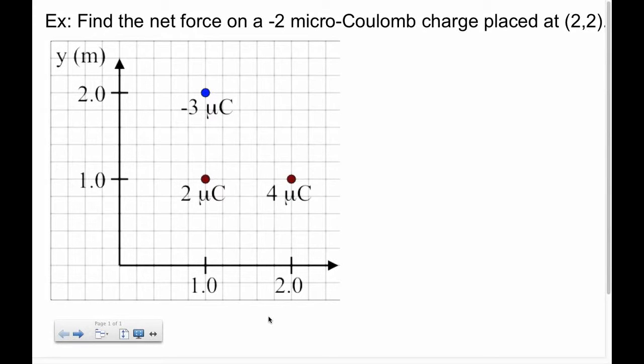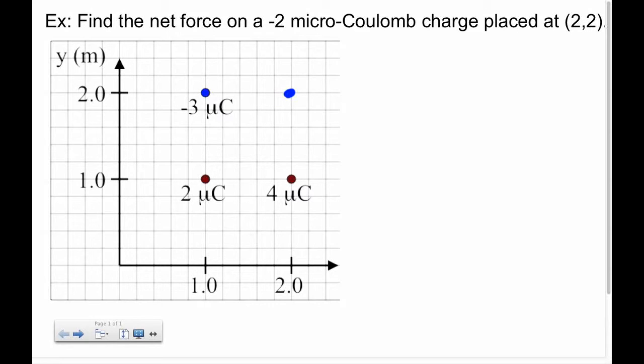In this video I'm going to show you how to solve one of these problems with charges arrayed in two dimensions where you have to add vectors. I noticed some issues with this on the WebAssign and in class, so I think this will be helpful for you guys. I'm going to start by putting the charge that we're interested in, this -2 microcoulomb charge, at x equals 2, y equals 2 on there.